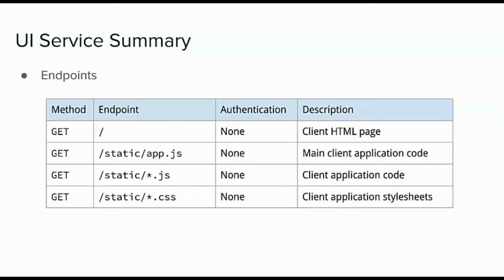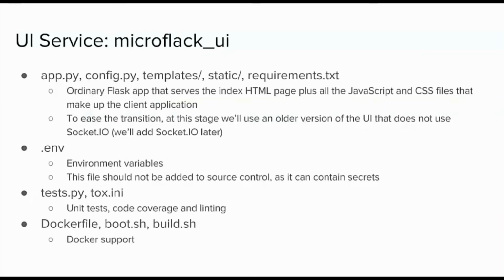So this is a summary of the endpoints that serve the user interface. It's basically slash, which gets the HTML, and then slash static slash whatever, which serves all the client code. This is the third repository out of 7, microflag UI. It's also on my GitHub. If you have the VM up, the seven repositories are at the top. So you do vagrant ssh, and you have directories for all of these. So you can look at it there.